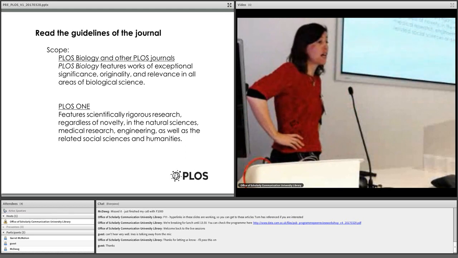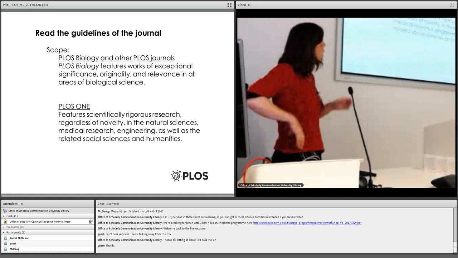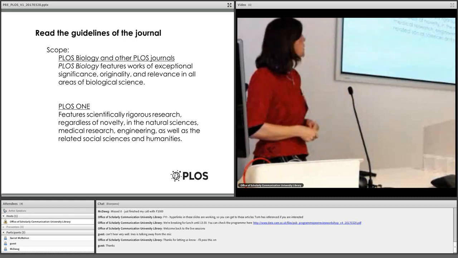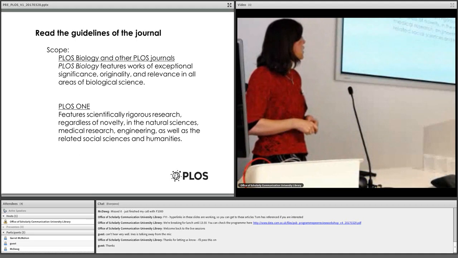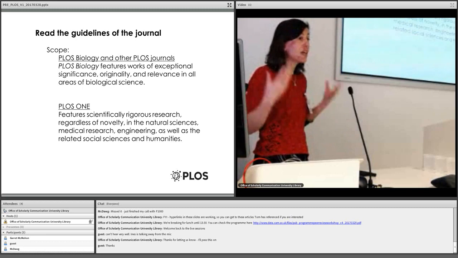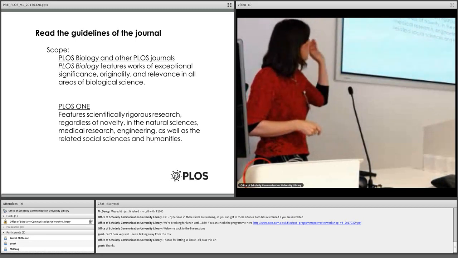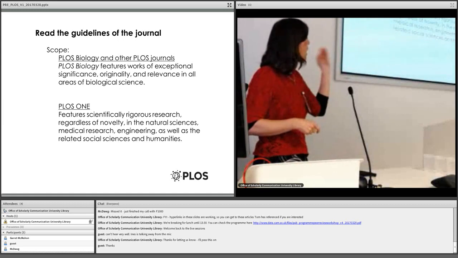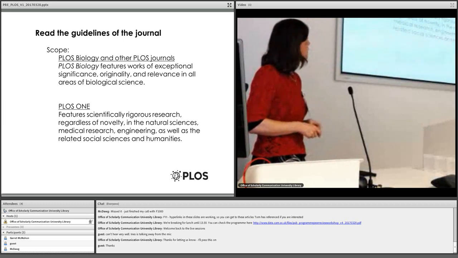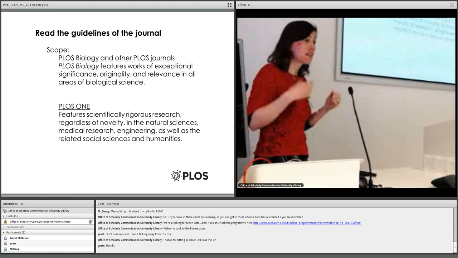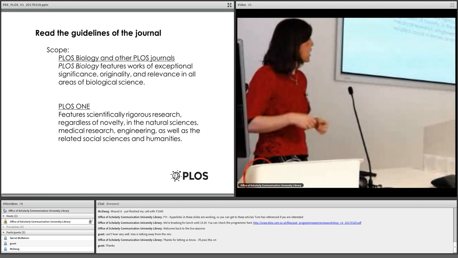In PLOS One, the scope is different. They want to publish scientifically rigorous research, and it doesn't really matter if a piece of research is novel. You have natural science, medical research, engineering, and other social sciences. So as long as the science is sound, we will publish it.